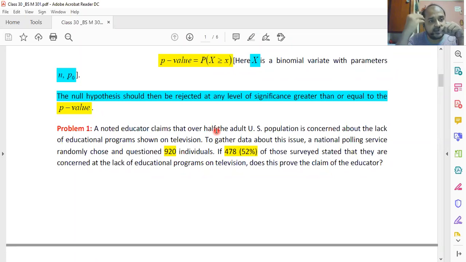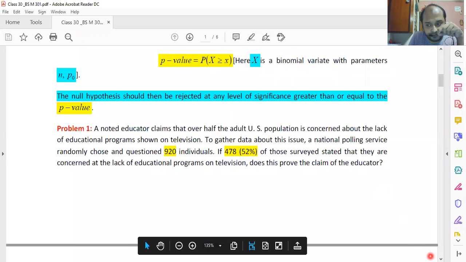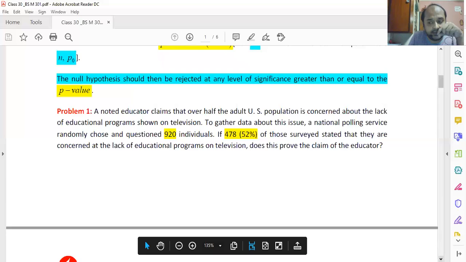Half. This is obtained from various sources, and this is the assumption of the educator. This particular assumption has no base. The particular educator in this problem is believing in this fact. Some other educator may believe that this percentage is not 50%, but more than that, 60, 70, anything. So this half, this quantity is your population proportion, and we are going to test it by the above formula.